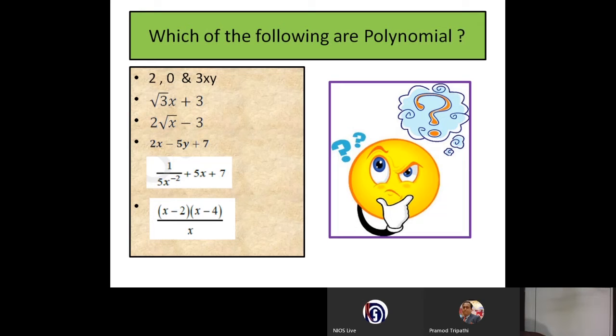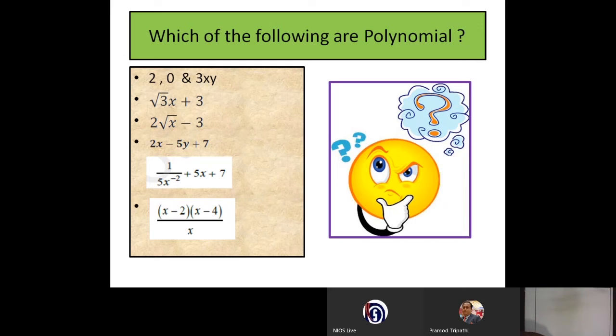0 into x raised to the power 0 is also a polynomial. 3xy is x raised to the power 1, y raised to the power 1. The exponents of the variables are whole numbers, hence 3xy is also a polynomial. So all three parts of the first problem are polynomials.